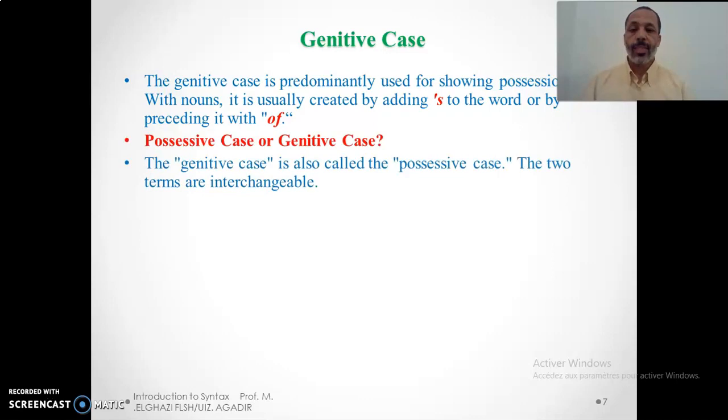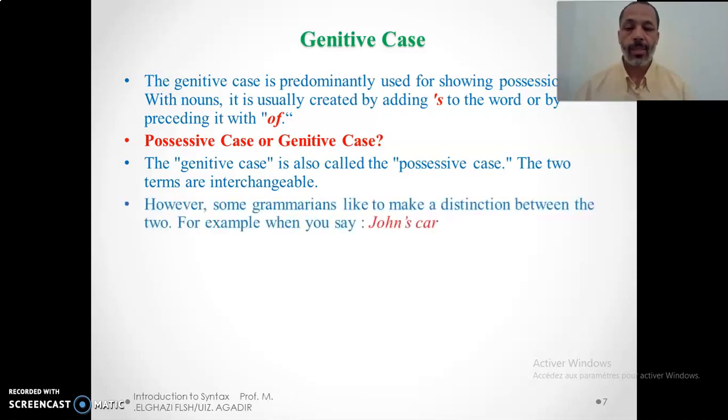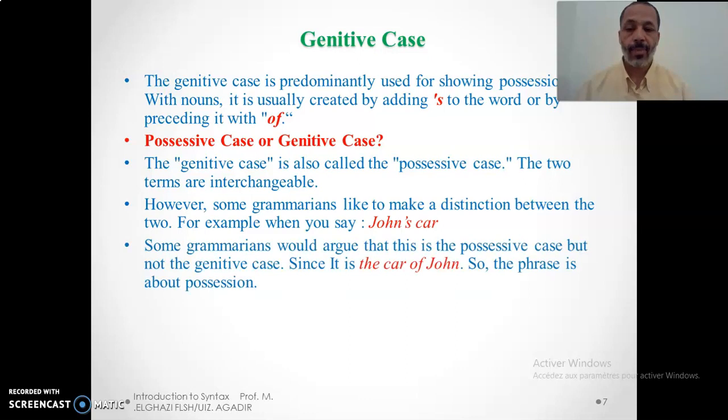So the genitive case is also sometimes called the possessive case. The two terms are interchangeable. However, some grammarians like to make a distinction between the two. For example, when you say John's car, some grammarians would argue that this is the possessive case, but not the genitive case. Why? Because you say it is the car of John.